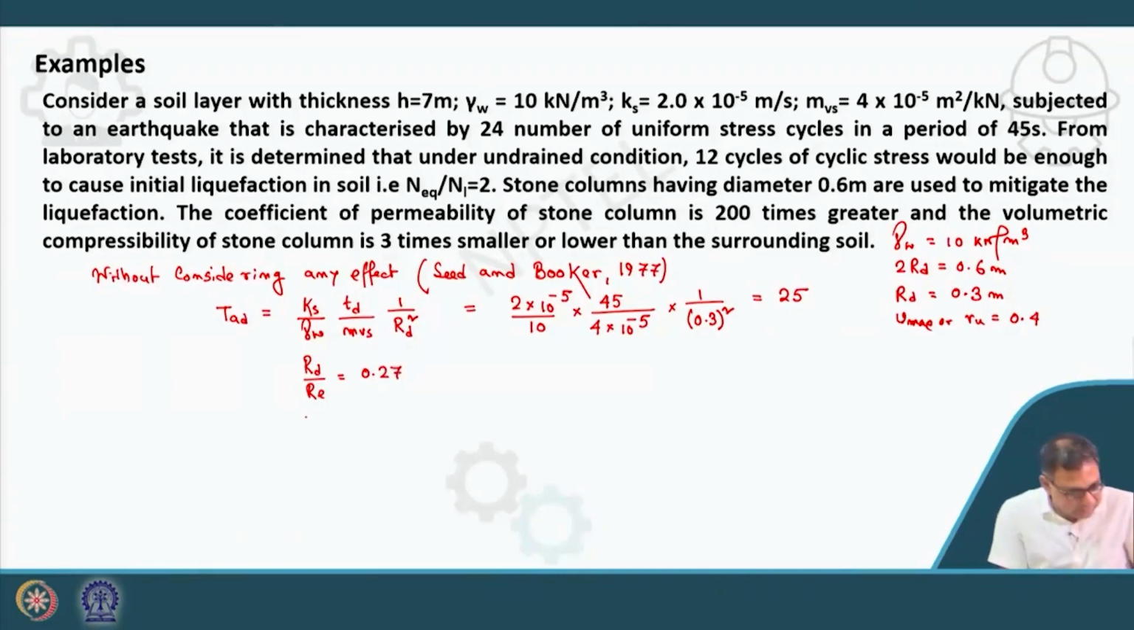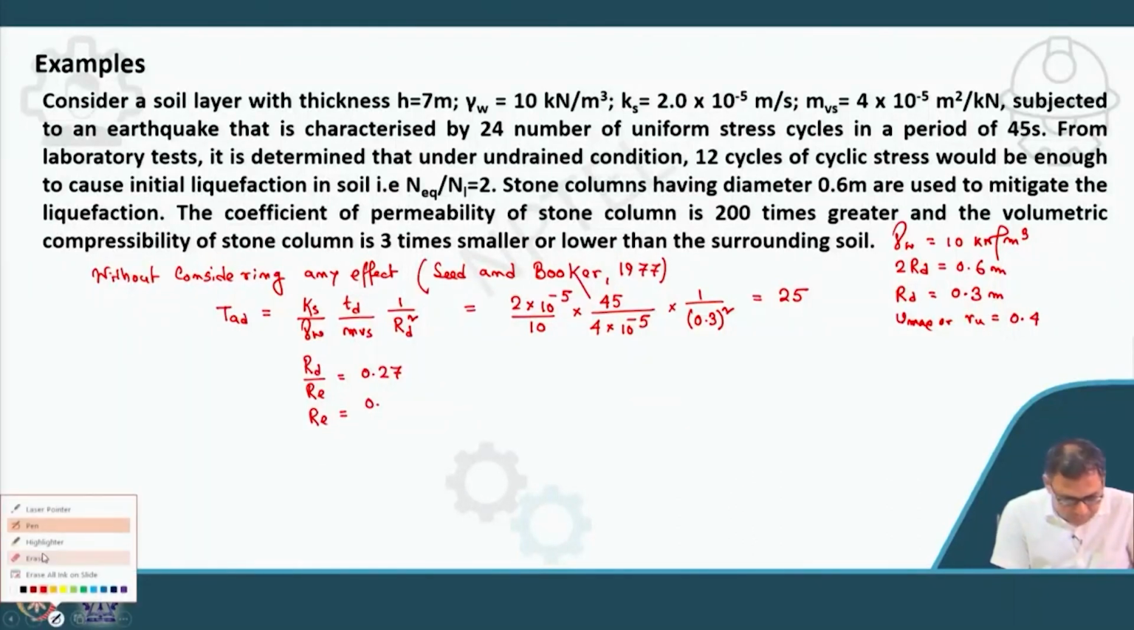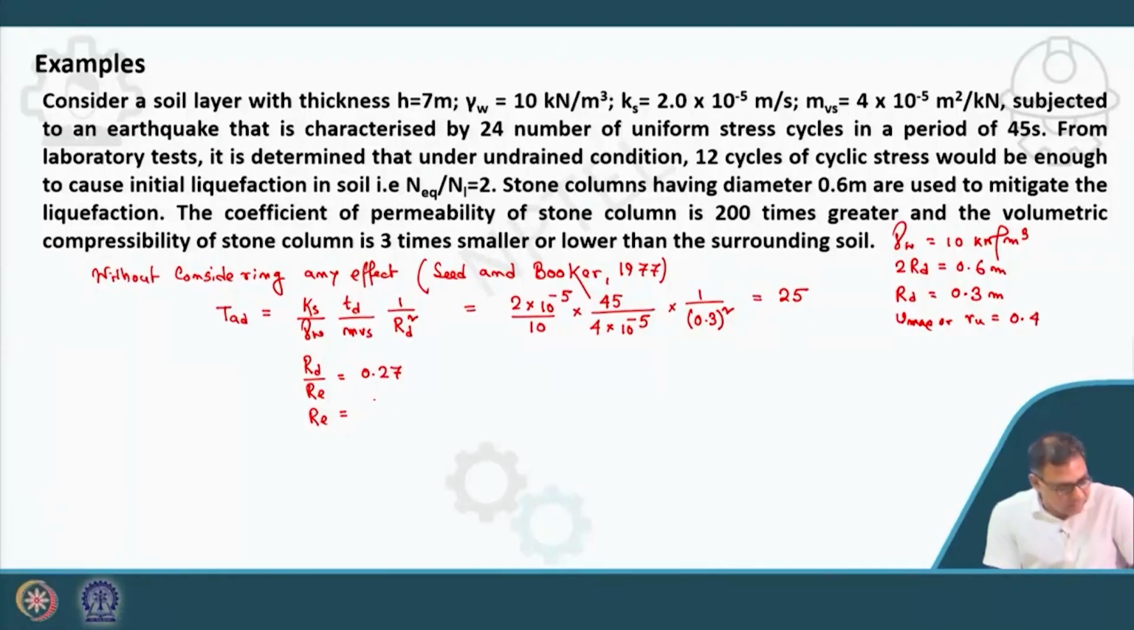Okay. So I can see that my RE will be equal to RD divided by 0.27. What is the RD value? RD value is 0.3. So it is 0.3 divided by 0.27. So it is 1.11. Okay.